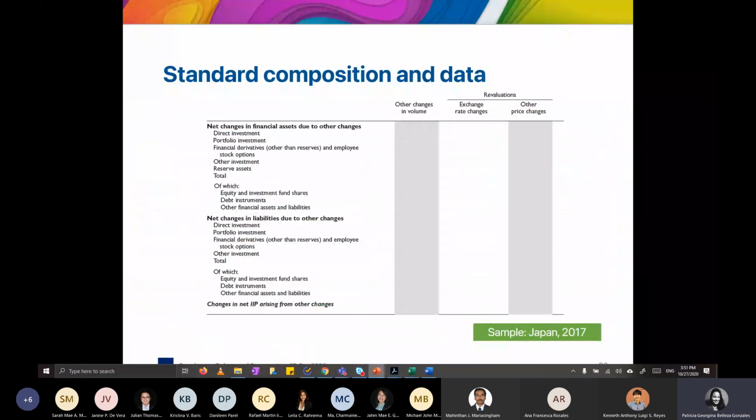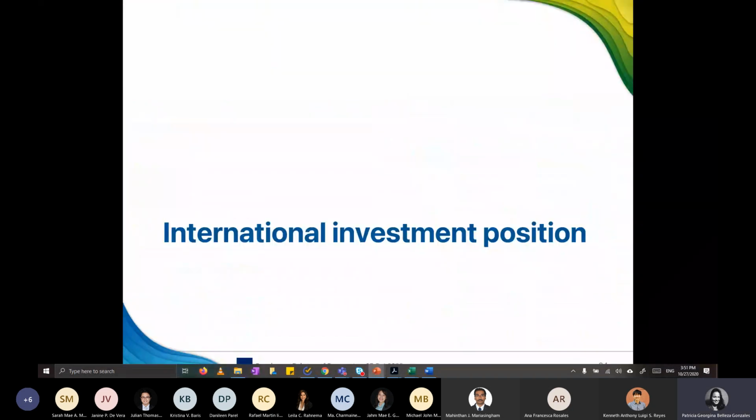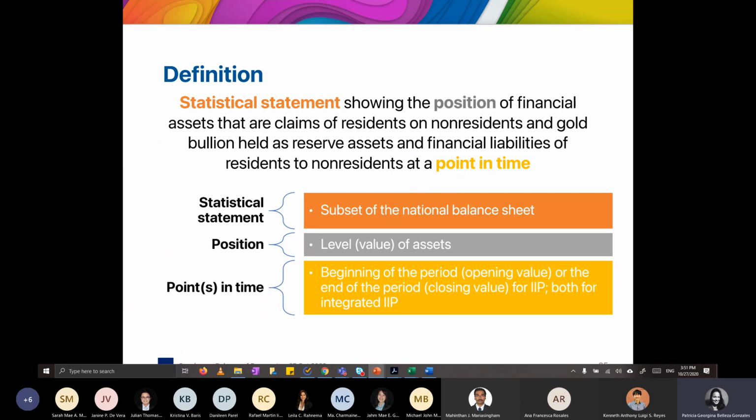So moving on, we have here the international investment position. If we had the flow accounts earlier, this is now where we account for the stocks or the levels or the positions of assets that we mentioned earlier, in particular financial assets. So it is a statistical statement showing the position of financial assets that are claims of residents on non-residents and gold bullion held as reserve assets, and financial liabilities of residents to non-residents at a point in time.